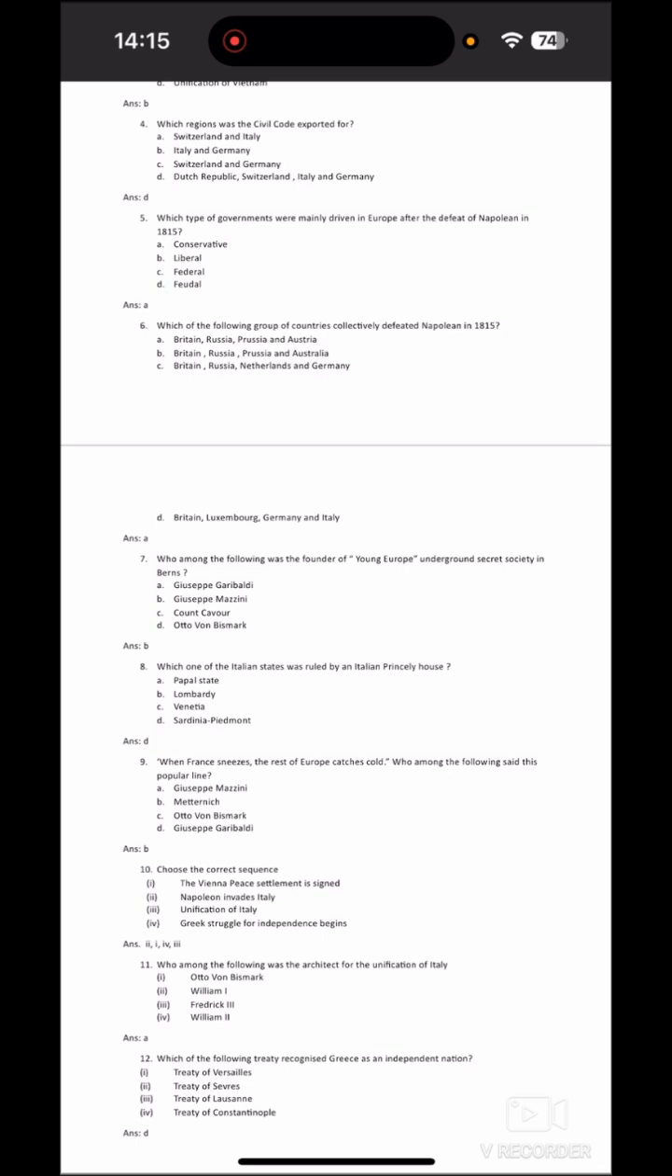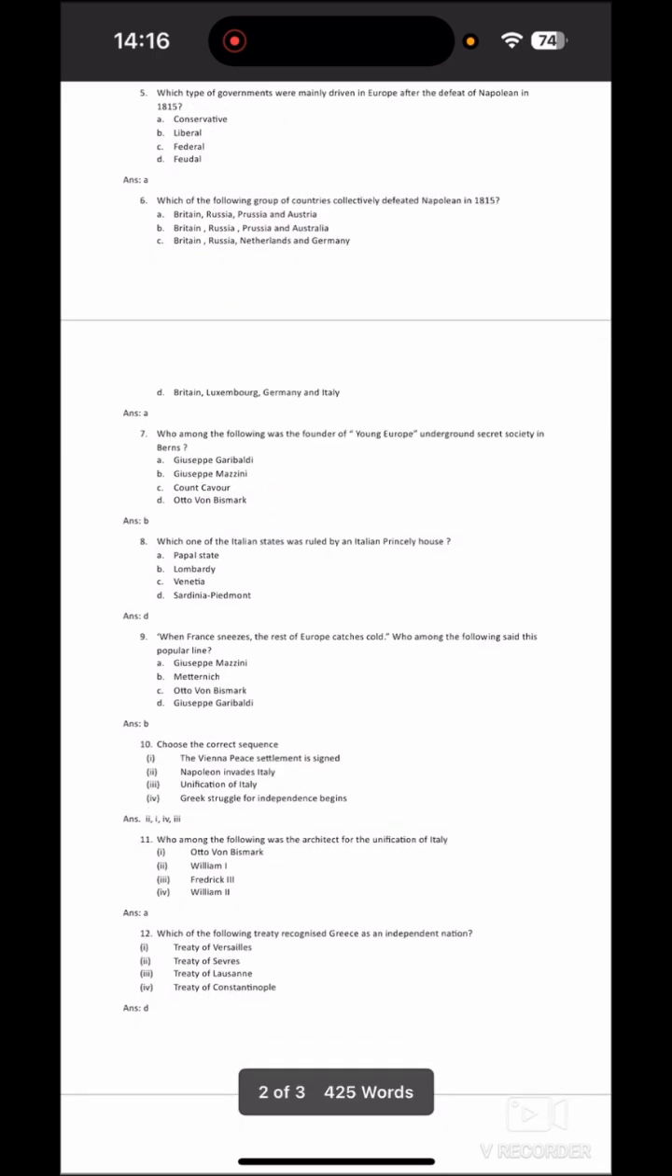Question number 6. Which of the following group of countries collectively defeated Napoleon in 1815? So now you have to name countries that worked collectively together in order to defeat Napoleon in 1815. Options are Britain, Russia, Prussia and Austria; Britain, Russia, Prussia and Australia; Britain, Russia, Netherlands and Germany; Britain, Luxembourg, Germany and Italy. So the correct option is Britain, Russia, Prussia and Austria. A is the correct answer.